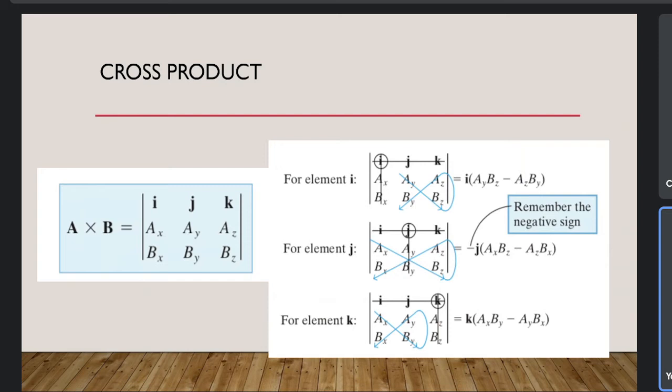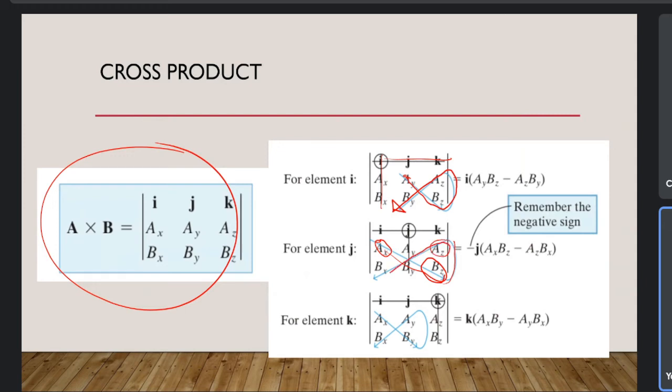So here also, if you are using the matrix form, you can use this formula as well. The formula for the element i, here the directions you can see. For the element j, you multiply ax times bz, then it's going up, so minus az times bx. Always remember the negative signs.